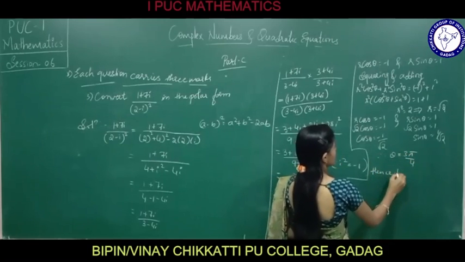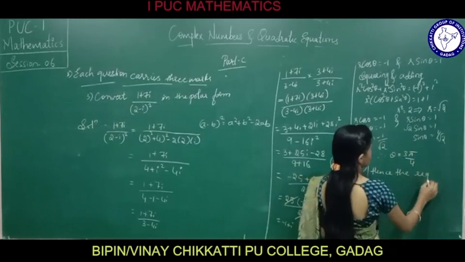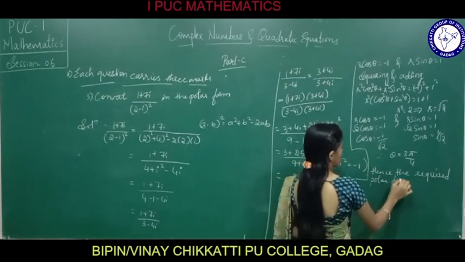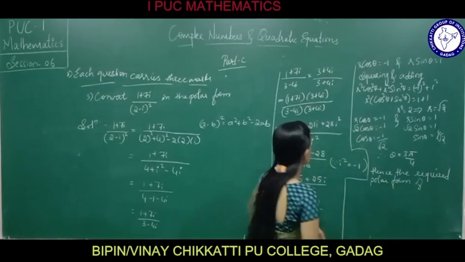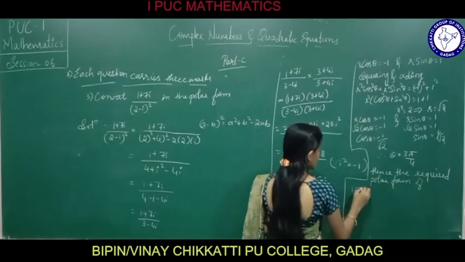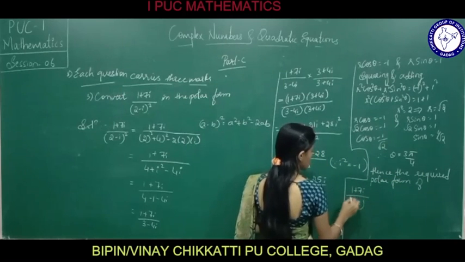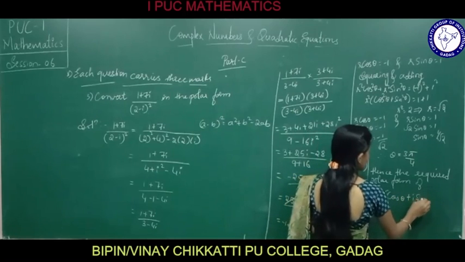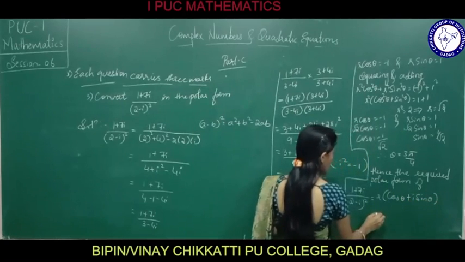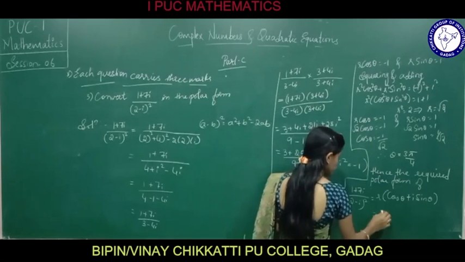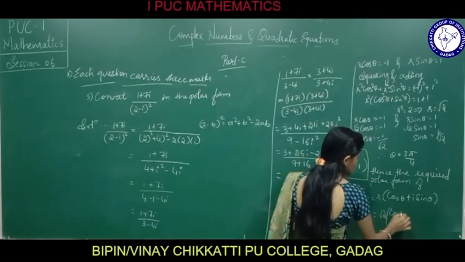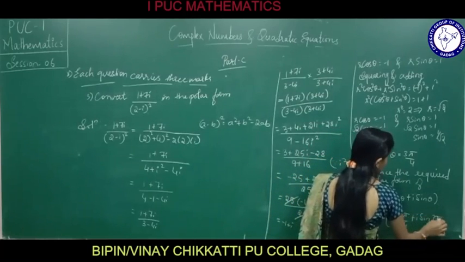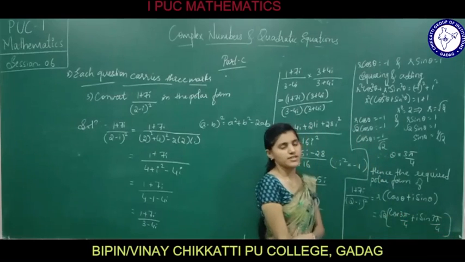Hence, our required polar form of which number? That is 1 plus 7i divided by 2 minus i whole square will be r into cos theta plus i sin theta. Nothing but r value is root 2 cos of 3 pi by 4 plus i sin 3 pi by 4. This is our required polar form.